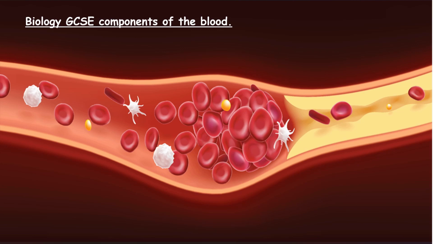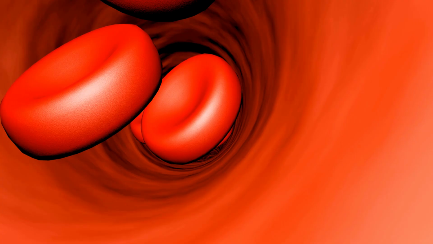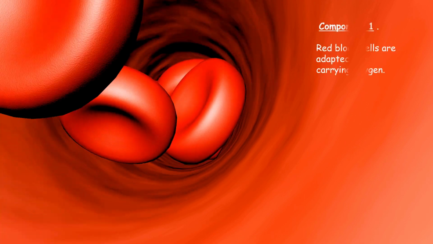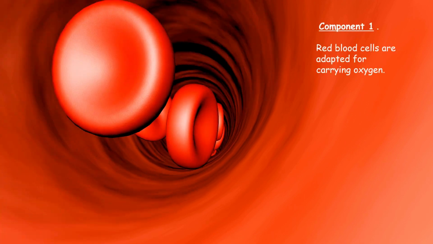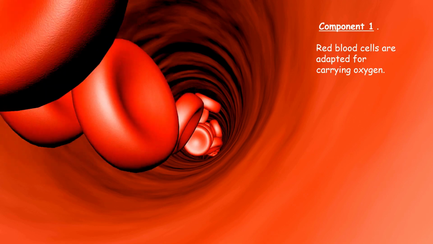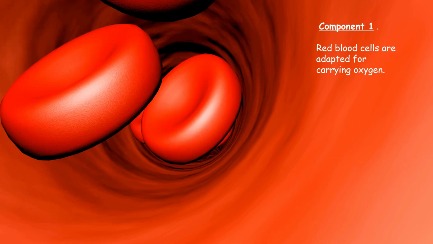Biology GCSE: Components of the blood. Our blood contains four different components that you need to know about for GCSE. The first one is the red blood cells, also called erythrocytes. Red blood cells are adapted for carrying oxygen.